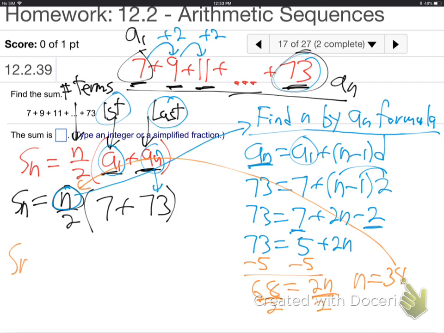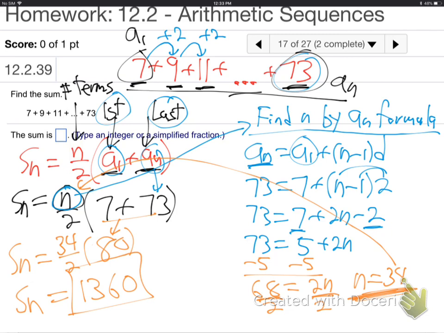Bring that back. So now that we found n, 34, bring it back, finish up this problem. 34 over 2. What's 7 plus 73? It's 80. And hit the buttons on your calculator. I'm getting 1360. That's the sum. That's what those all add up to be. 1,360.